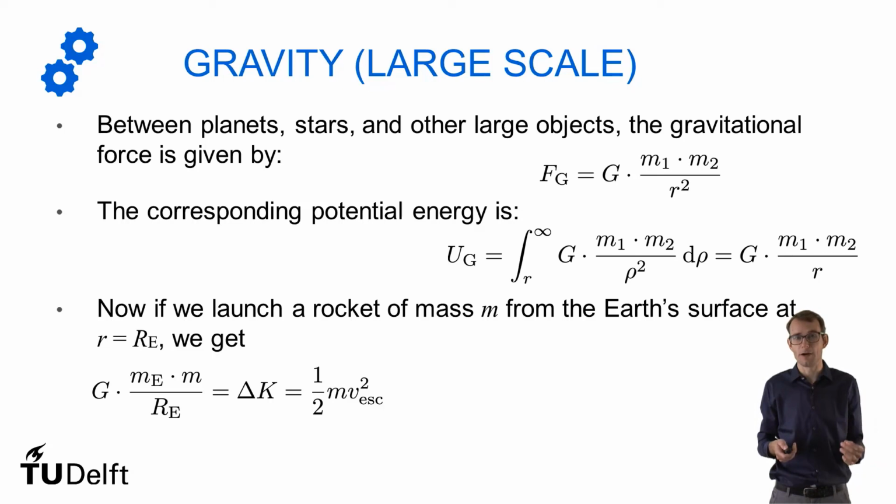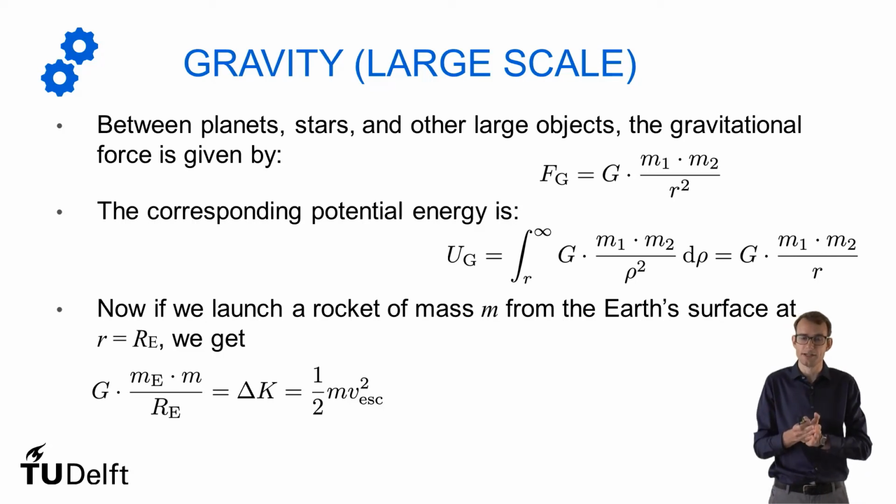And if I want to know how fast it has to go for it to be able to escape Earth, well, it needs to overcome the potential energy difference between infinitely far away and on the ground. And on the ground, r is not 0. On the ground, r is the radius of the Earth, because it's the distance between the center of the Earth and the rocket. And that potential energy should be the same as the kinetic energy that we give the rocket when we fire it. So again, we simply equate potential energy and kinetic energy.